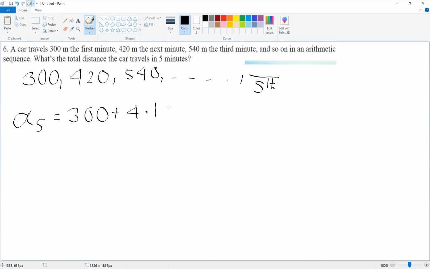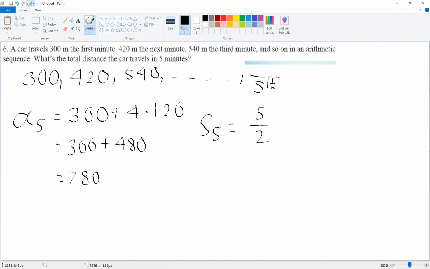But yeah, so what I did was I found the 5th term by doing U5 equals 300 plus 5 minus 1 times 120, which is equal to 300 plus 480, which is equal to 780. And then I plugged that into the summation formula, and I got the sum of the first 5 terms equals 2.5, or 5/2 times 300 plus 780. And when I calculated that, I got 2,700 feet.